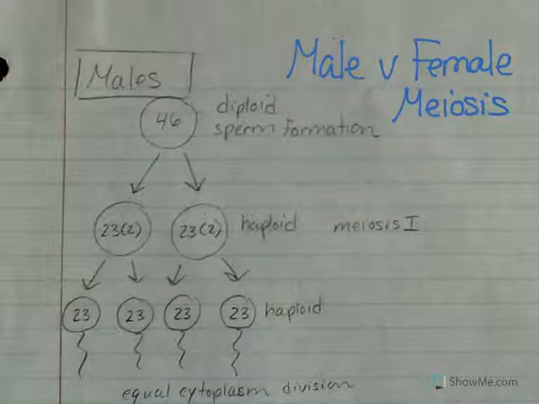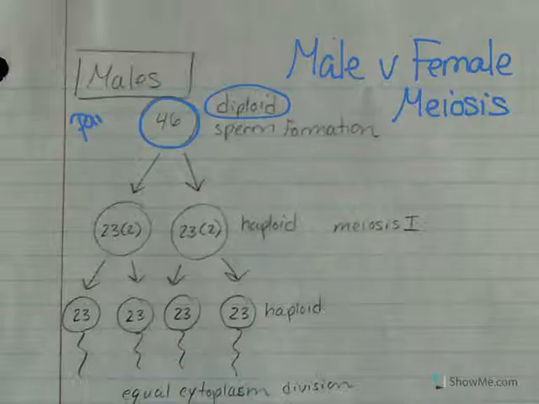So this video will go through the differences between male and female meiosis. Now in male meiosis, it's basically exactly what you've seen before. So you start off with a diploid cell, which means it has all of the 46 chromosomes. It has their pairs, right, the homologous pairs.